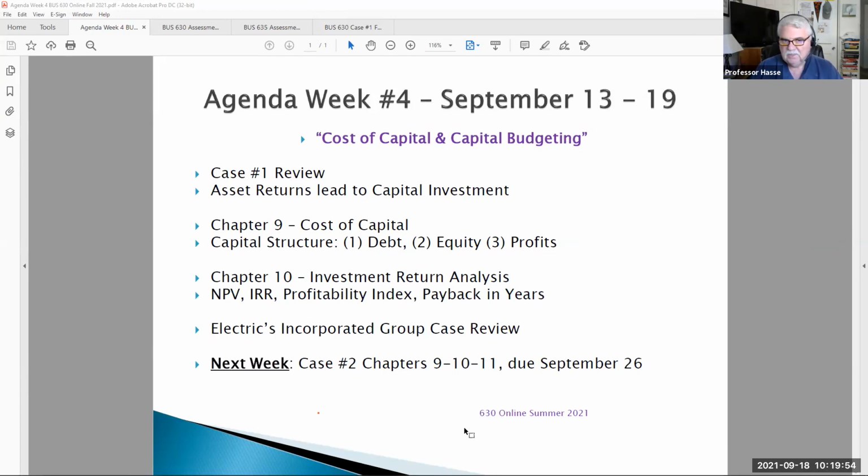Our subject this week is cost of capital and capital budgeting. We'll be reviewing that from chapters 9 and 10. Case number 2, which will be posted this coming week, is due on September 26th. It'll be posted on Monday, September 20th. It will involve putting together a capital budget spreadsheet, very similar to what you'll be doing in your electrics group case. More on that in a little bit.